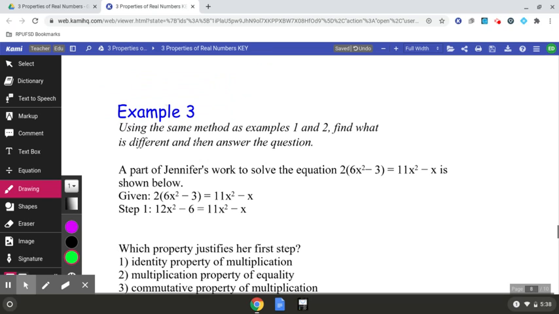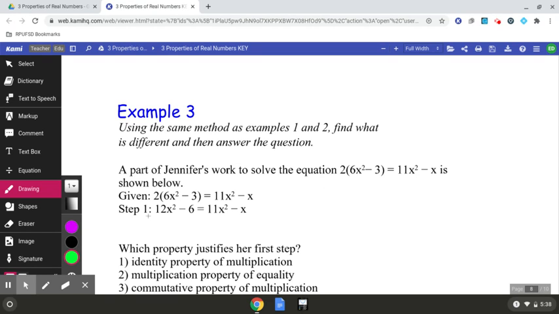So now what we're going to do is we're going to use the same method as examples 1 and 2, meaning we're going to look to find what's different, and then we're going to answer the question. So it says a part of Jennifer's work to solve the equation 2(6x squared minus 3) equals 11x squared minus x is shown below. So again, this would be like you're given your line 1. That's what they gave us in the original problem.